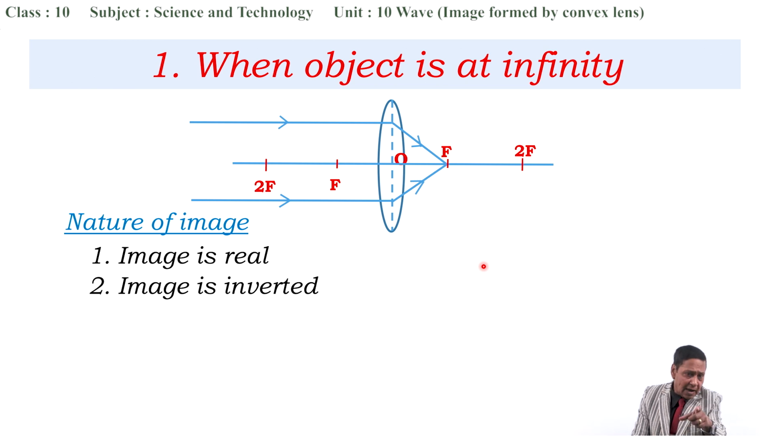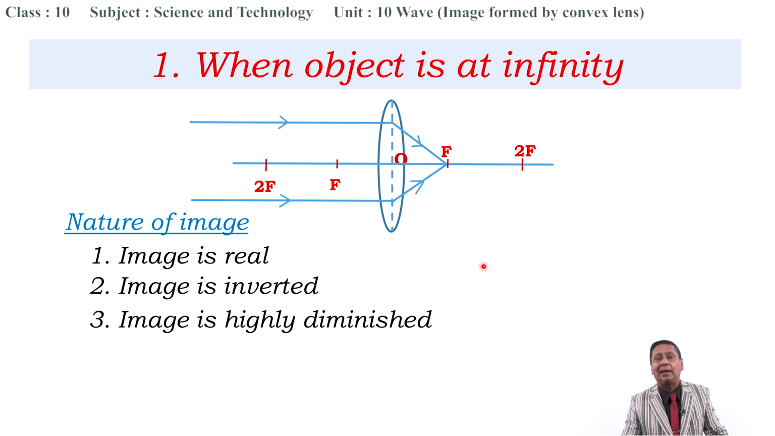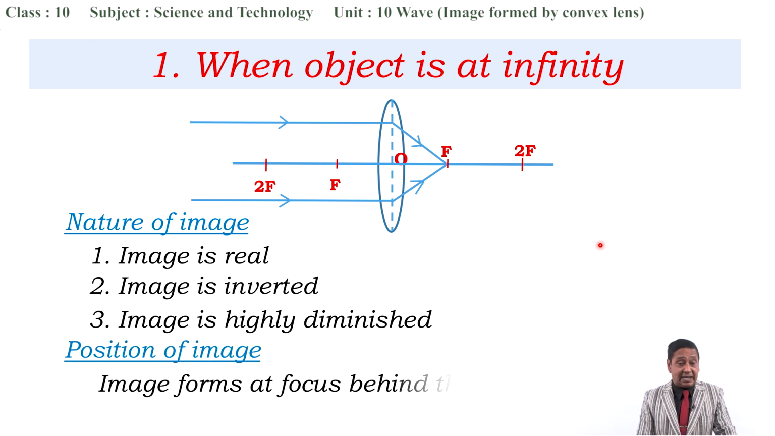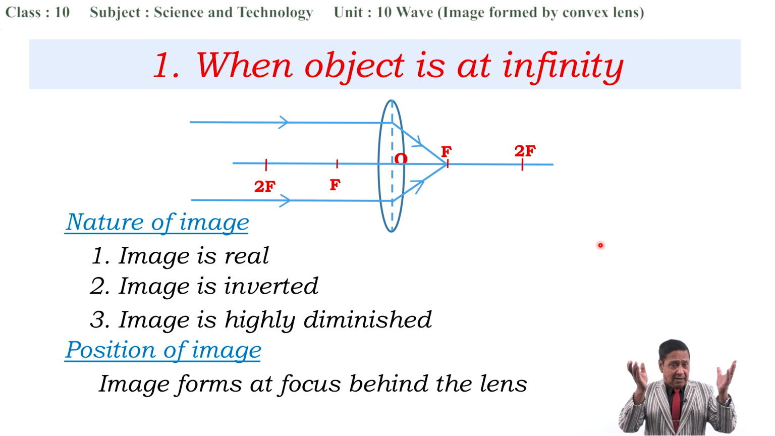And why we are not seeing this image? Because it is highly diminished. It is not shown here because it is highly diminished, very, very small. These are the nature of image when object is at infinity. And where is the place of image, position of image? Image forms at focus behind the lens. Okay, this is all about the image formed by convex lens when object is at infinity.